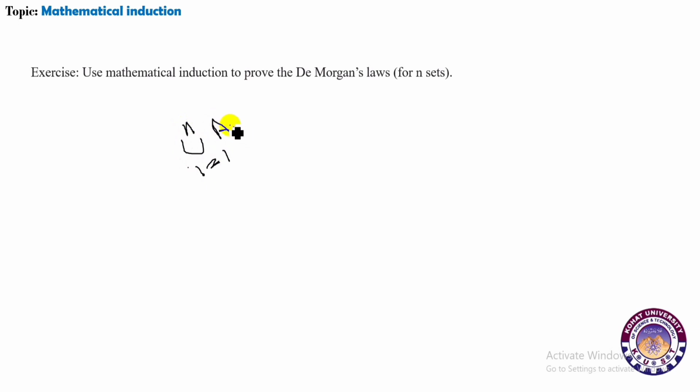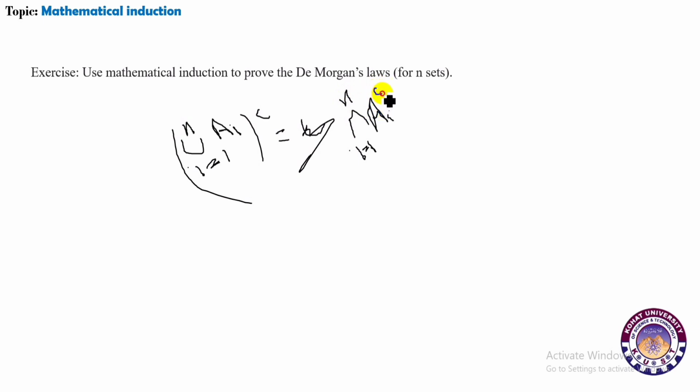is equal to the intersection of A_i complement, i equal to 1 up to n. You should use the mathematical induction technique in order to prove this De Morgan law.